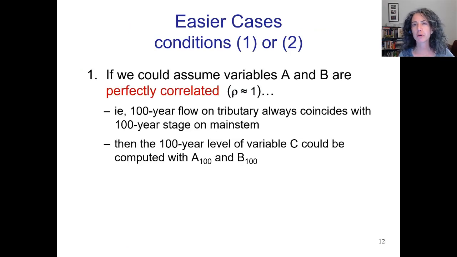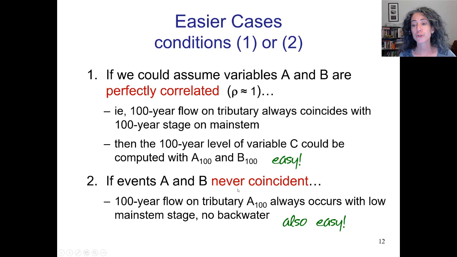If we could assume variables A and B are perfectly correlated, then we're seeing the 100-year flow on the tributary always coinciding with the 100-year stage on the main stem. Then we're just going to compute a 100-year level for variable C using the 100-year levels of variable A and B, right? That's easy. Number 2 is events A and B are never coincident.